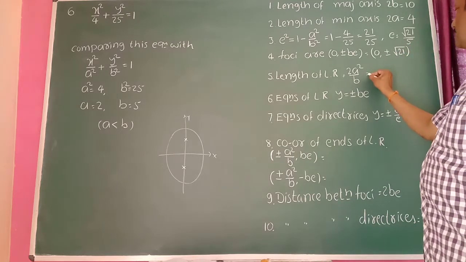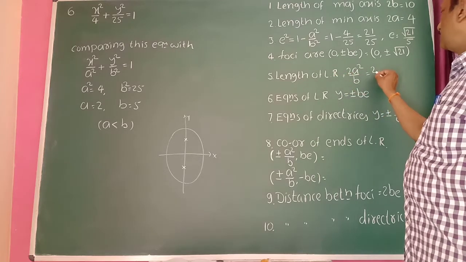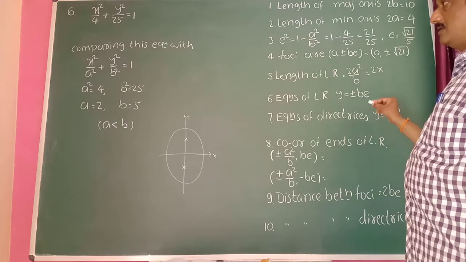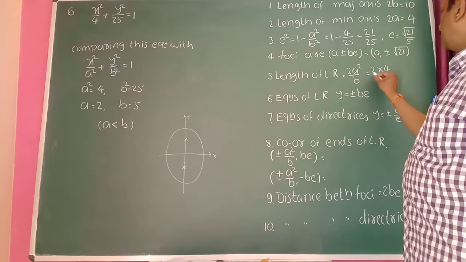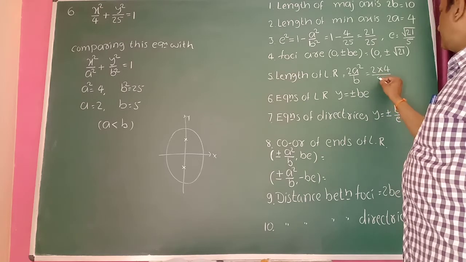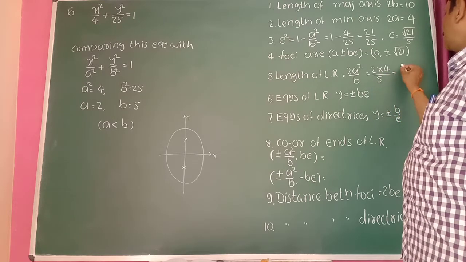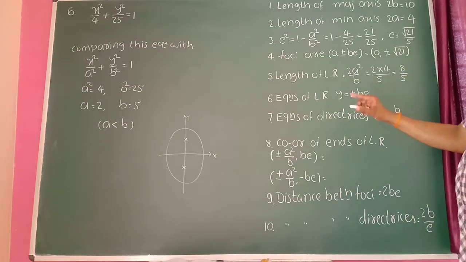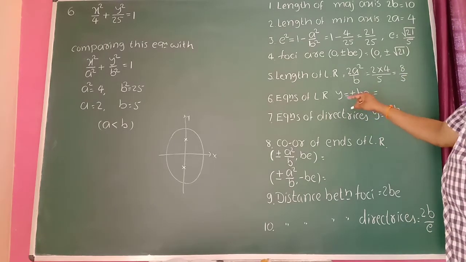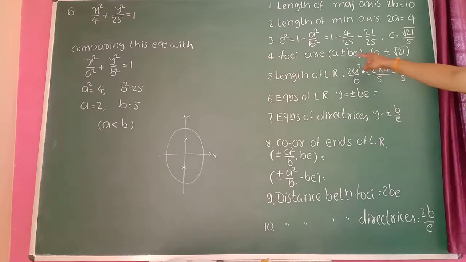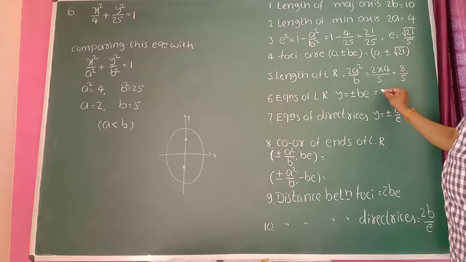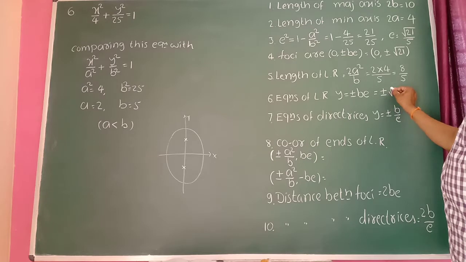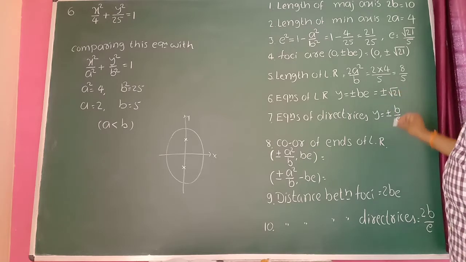Then 2 a square by b is the length of the latus rectum. 2 into a square value, which is 4, divided by b value, which is 5. Then 4 twos are 8 divided by 5. Then the equations of latus recta: y is equal to plus or minus b into e, which is root of 21. So plus or minus root of 21.